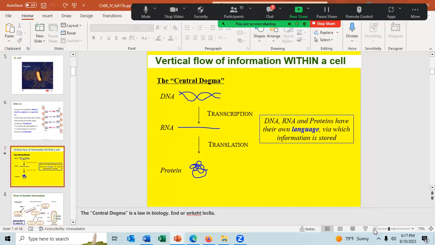All right, the DNA encodes information within it, and that information will flow within the cell in a certain direction. The information within the DNA flows from the DNA to the RNA in transcription, and then from messenger RNA to protein in protein translation. So this is the vertical flow of information within a cell, from DNA to RNA to protein.